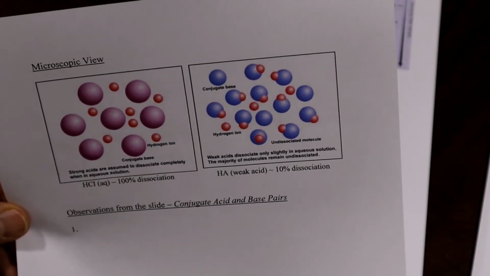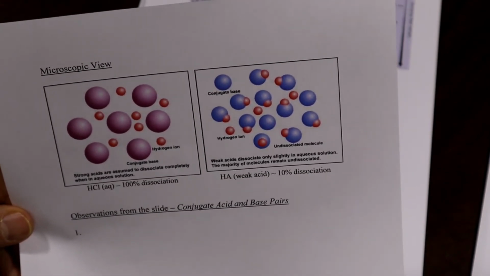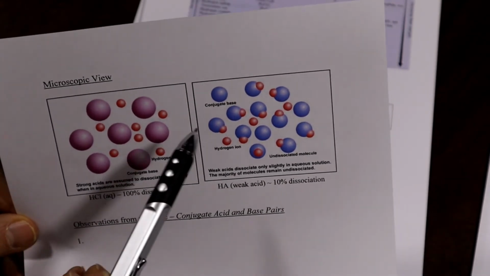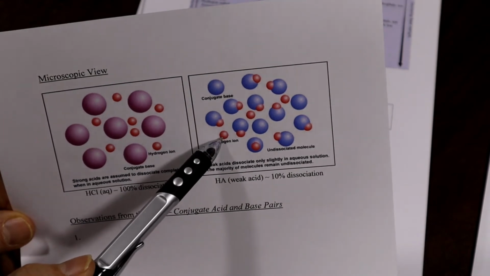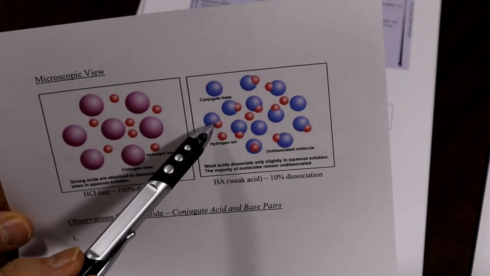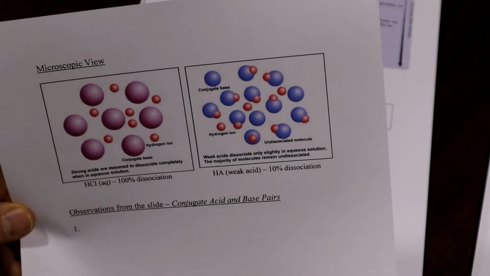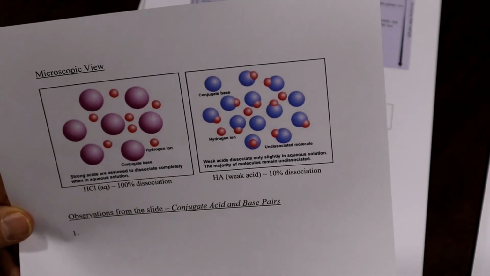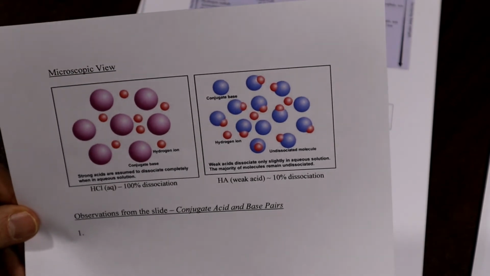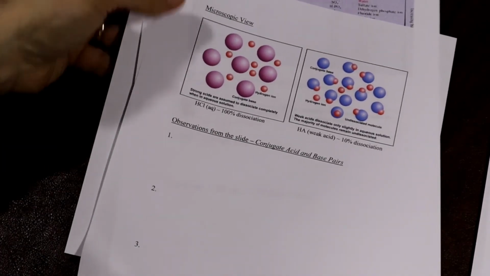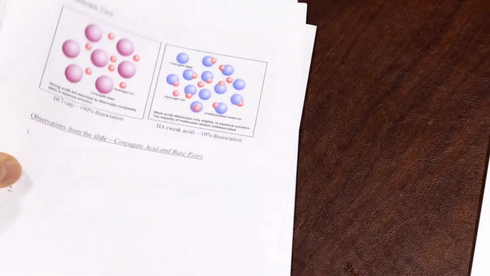On the right side, we see a weak acid. We do have a few separate hydrogen ions which are responsible for acidity, but the majority, 90% in our previous example, 90% of molecules are still intact, undissociated. So that's why we call it a weak acid. There's lots of undissociated molecules.